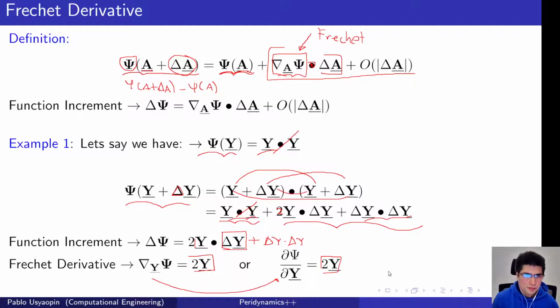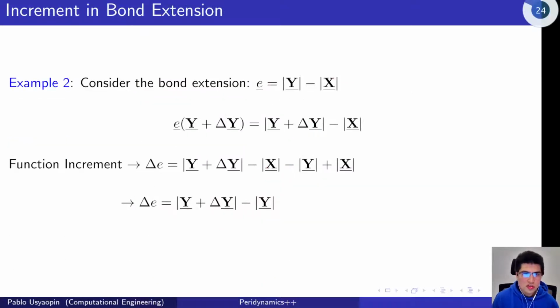So now, using something more ad hoc to what we are looking for. Let's say we have a function, and in this case, this is a peridynamic function. This is the bond extension, and the bond extension by definition is defined by the norm of the current position minus the initial position.